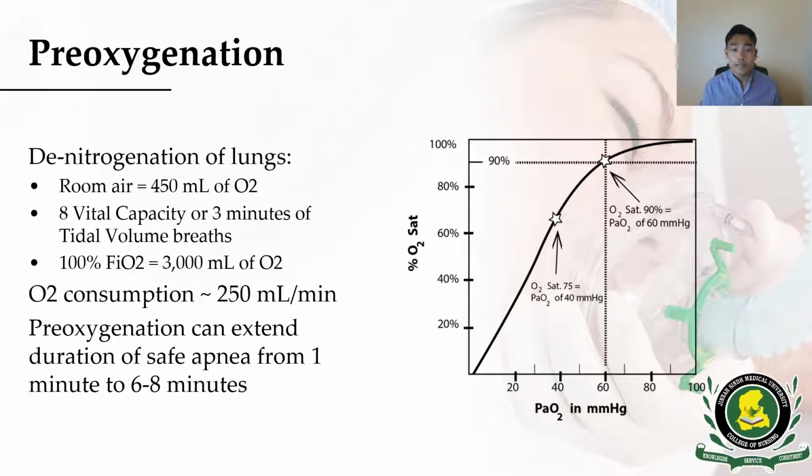And so with at least 8 deep breaths or 3 minutes of normal breaths on 100% oxygen, you increase your oxygen stores from 450 milliliters to 3 liters. And this means that you can increase your safe apnea time from roughly 1 minute to 6 to 8 minutes. And so this means more time to intubate and more time to secure the airway in the case of a difficult intubation.